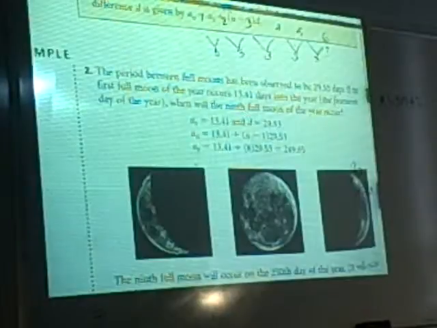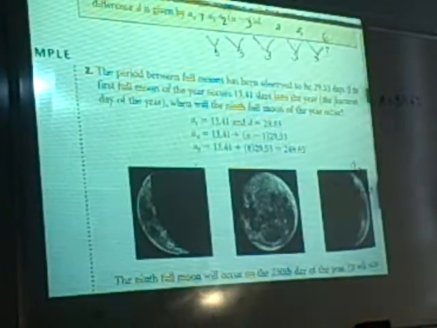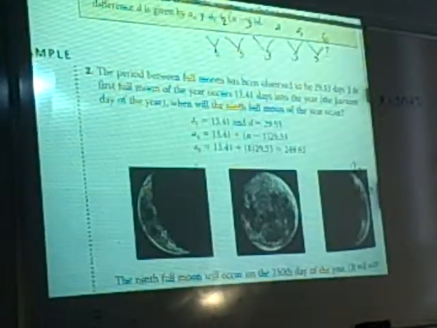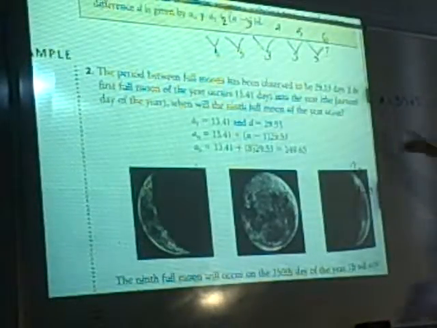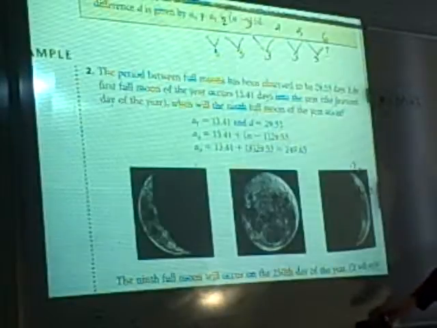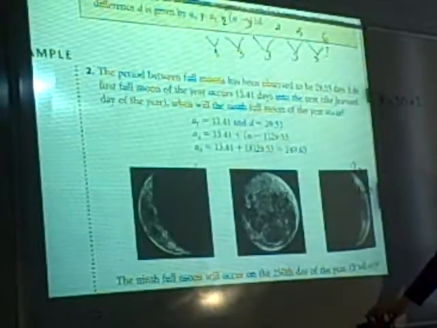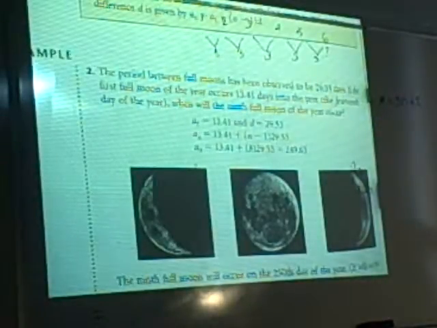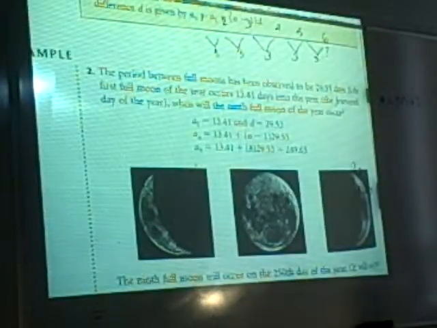If the first full moon, so do we know the series now? The first number is 13.41 days into the year, or the 14th day of the year, when will the 9th full moon of the year occur? Well, I know the first one. How many periods are going to occur between that first one and the 9th? 8. So it follows my rule.